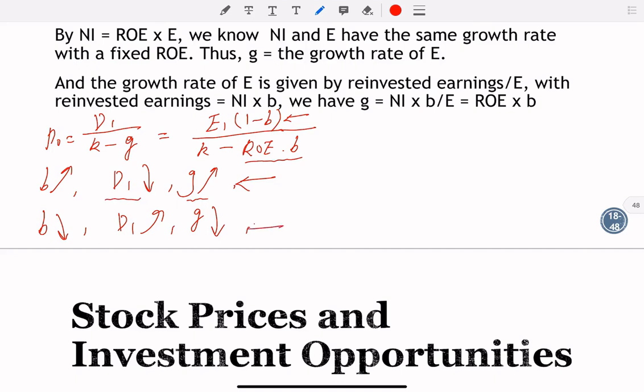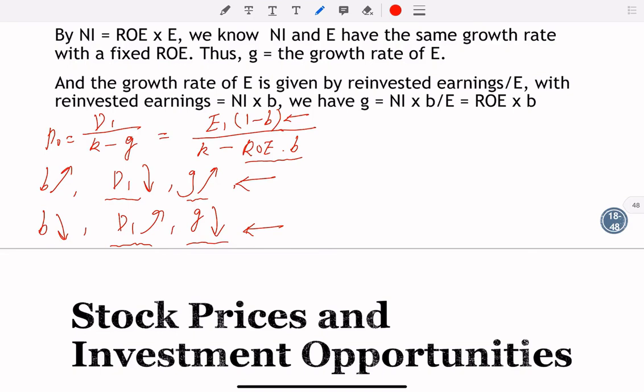This second row basically says that if you reduce your plowback ratio, that is, if you pay more dividend, then obviously your initial dividend will be higher. However, your long-term growth will suffer, right? So that's the trade-off.